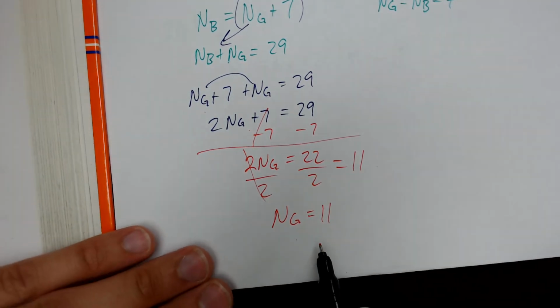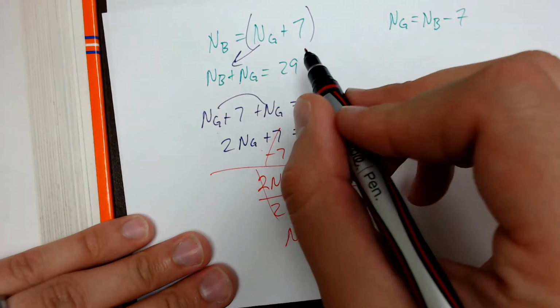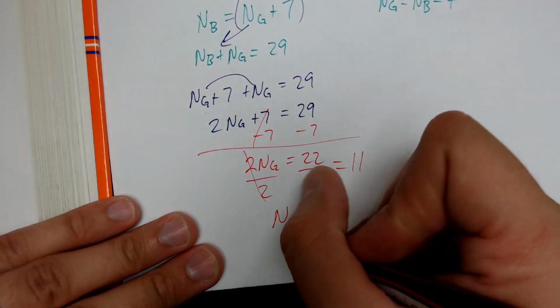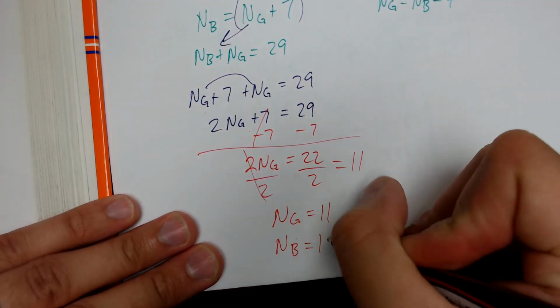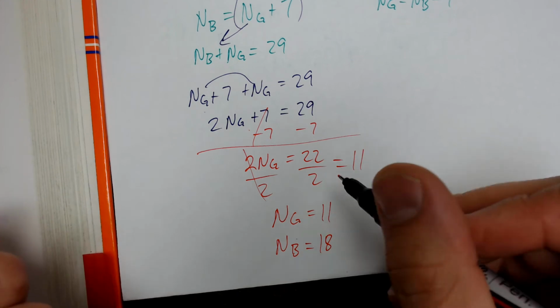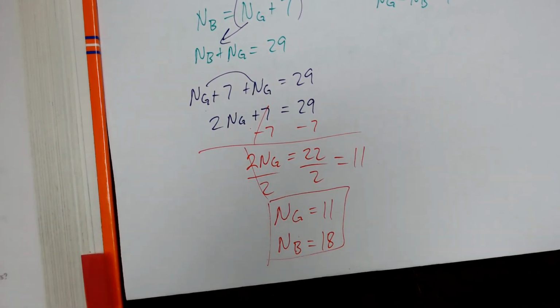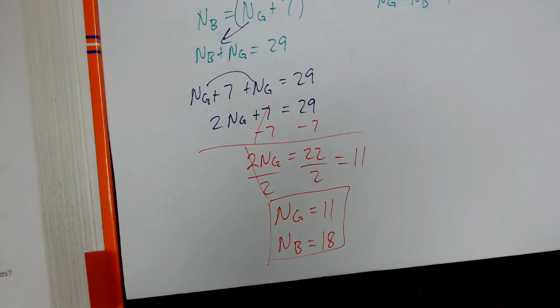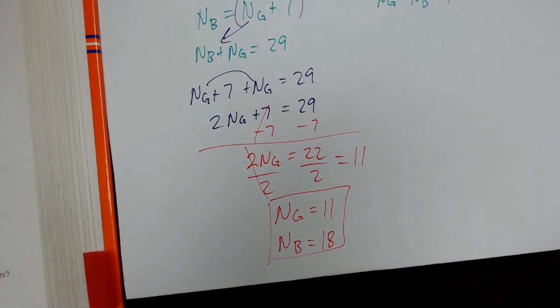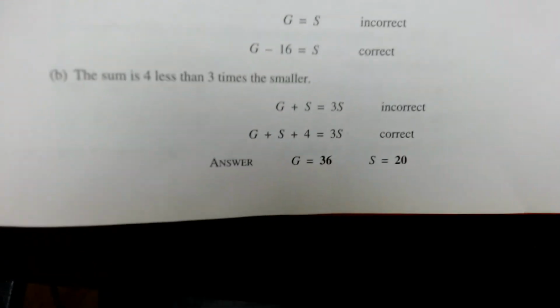Now if number of girls is equal to 11 and the number of boys is 7 greater, then I add 7 to 11 and the number of boys is 18. If I did math right, this should add up to 29, and it does. So that's word problems with two statements of equalities. Let's do bigger, smaller numbers, because these are a little confusing for people sometimes.